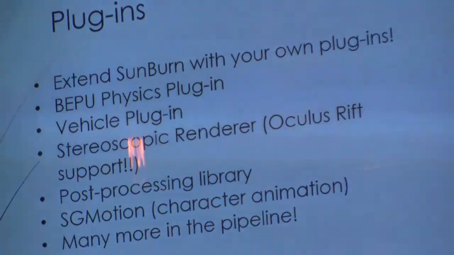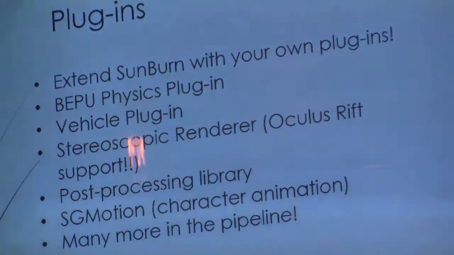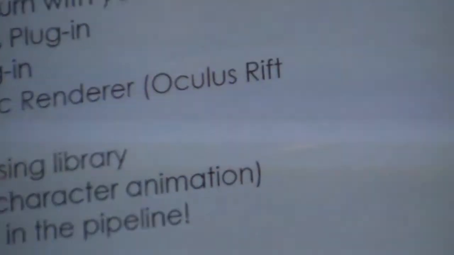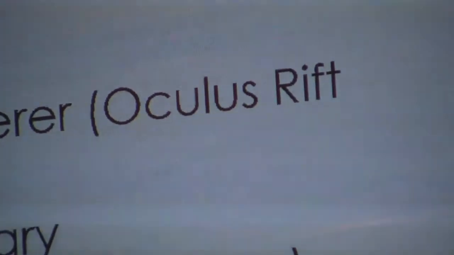There's also SG Motion, which is for character animation. If you've got rigged 3D characters in your game, you can use that plugin and drop the 3D rigged characters straight into your game, and you can animate them and everything.